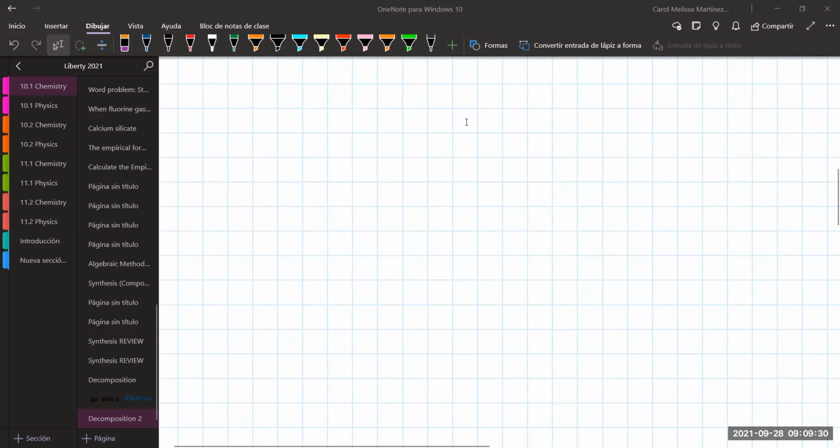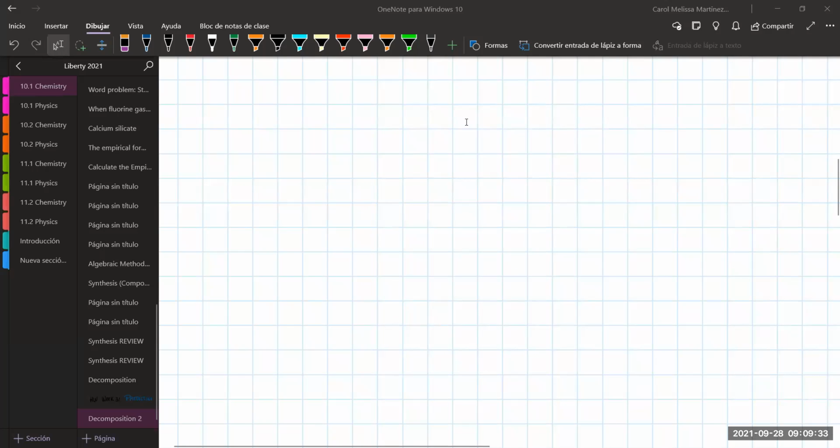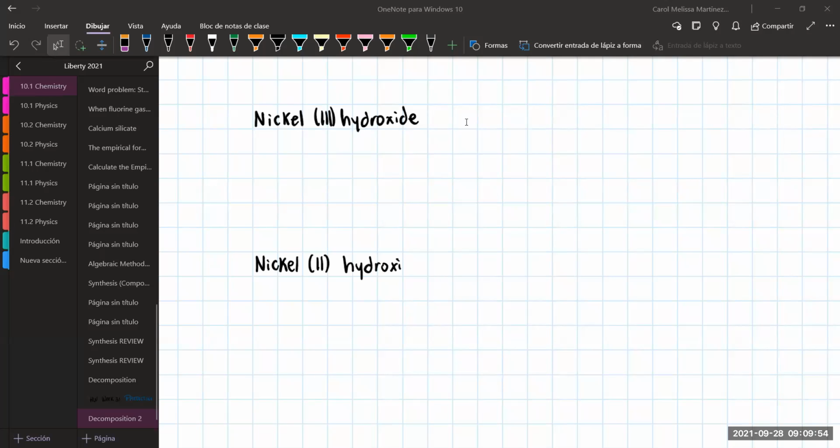So yes, you're saying another example. Take a look at this example that I will do right now. I'm going to write it in words. Nickel 3 hydroxide. I will do 2, okay? And nickel 2 hydroxide. That's what I have in words. And I need to predict what is going to be the product. Because I see hydroxide, I know that I will produce water and whatever oxide.